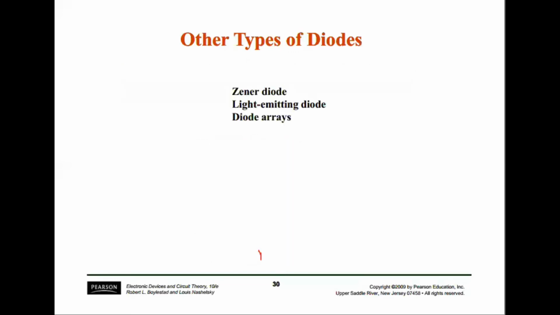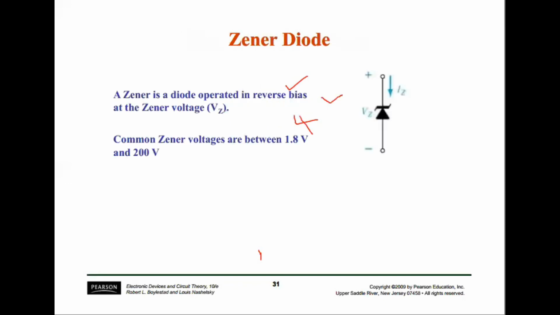There are many other types of diode, and the most famous ones are the Zener diode, light emitting diode, and diode arrays. We will not be considering diode arrays now, but let us discuss the Zener diode and light emitting diodes, LEDs. So this is the symbol of a Zener diode. A Zener diode is a diode which works in the reverse direction.